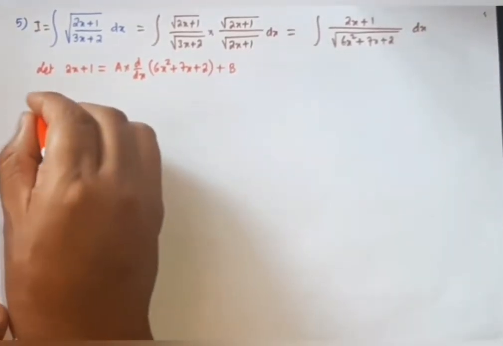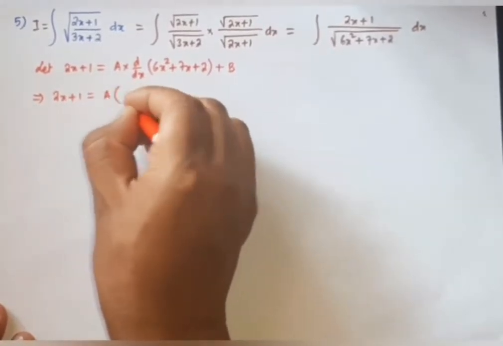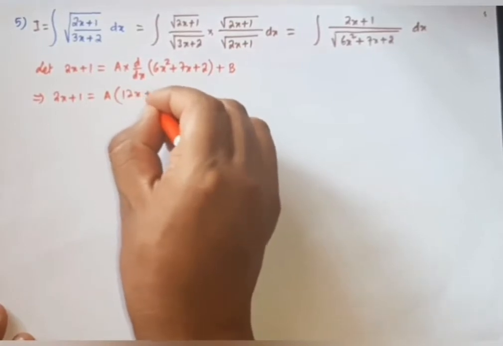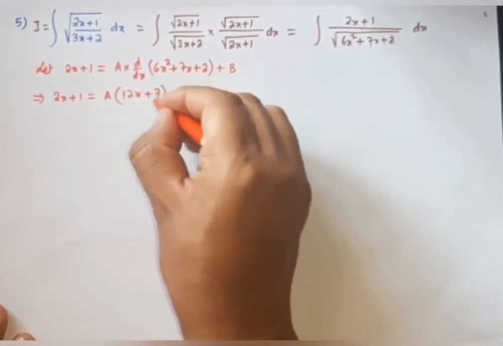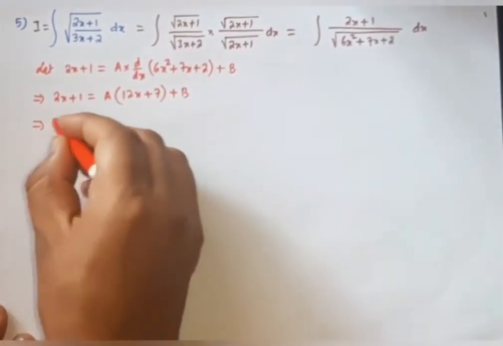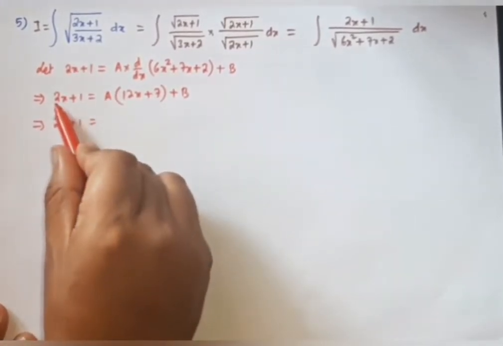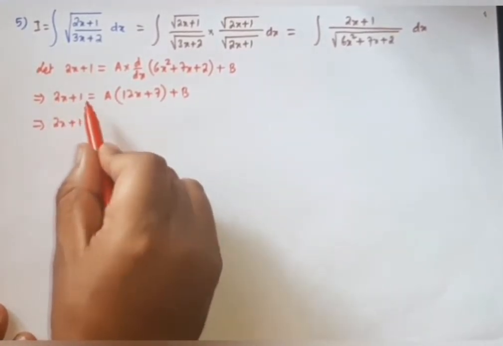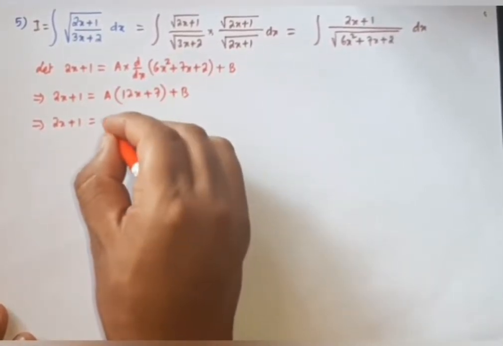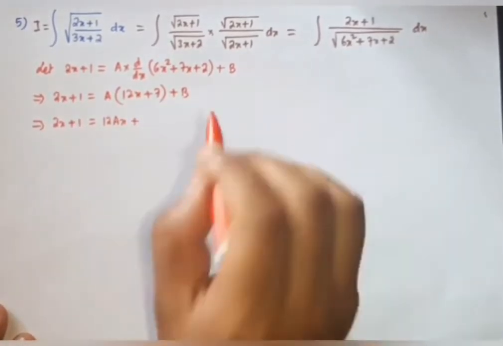From here we see that 2x plus 1 will be equal to a into, let us differentiate this. The differentiation of 6x squared will be 12x, plus the differentiation of 7x will be just 7, plus b. So from the left hand side we see that x is kept separately and the constant term is kept separately. The same thing we are going to do out here as well. So from here we see that this will be 12ax plus rest everything is constant.